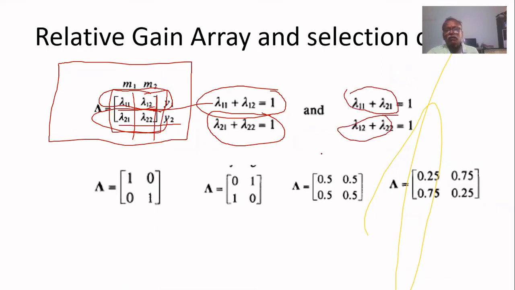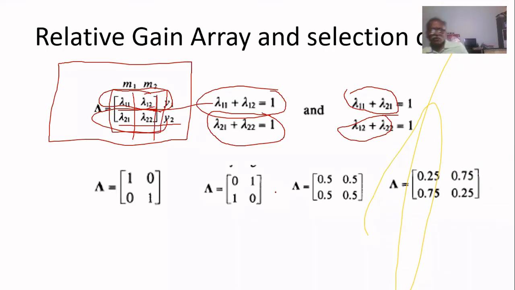That is the beauty of the relative gain array. So you see here, if you add this way or this way, you get 1. If you add these two, 0.5 and 0.5, 1. Here, if you add this way, 1. This way, 1. Whether column-wise or row-wise, each column and each row, the sum will be 1. That is the beauty of the relative gain array.